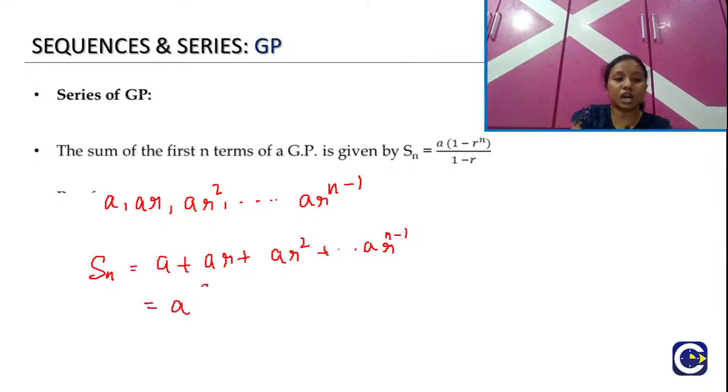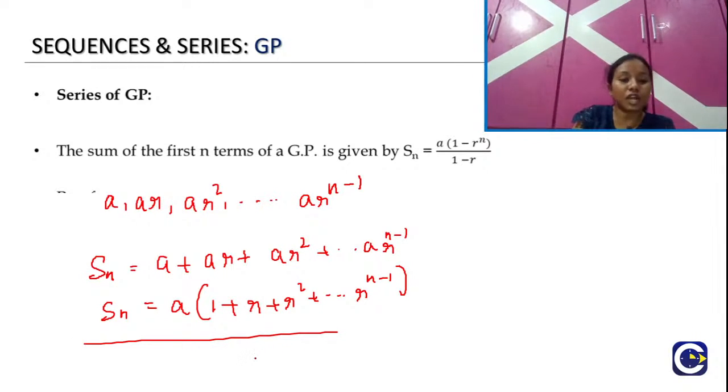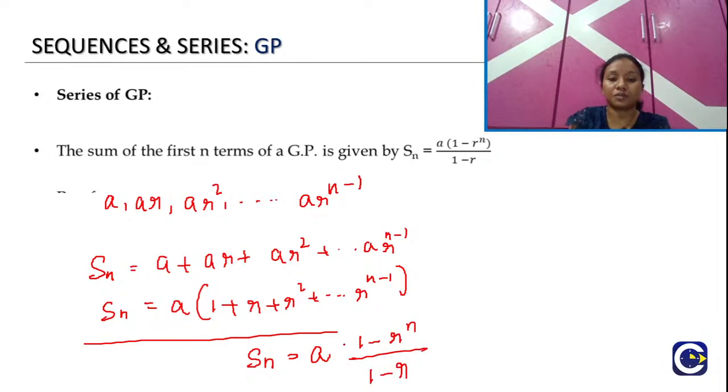So here we can take r common, and then we'll be having 1 plus r square and so on, r power n minus 1. Right. So with this, it is also in GP again. So here you can see there is a multiplication and subtraction terms here. So without that, we can directly say that our Sn, the sum of the n terms of this geometric progression, will be equal to A into 1 minus r power n by 1 minus r.